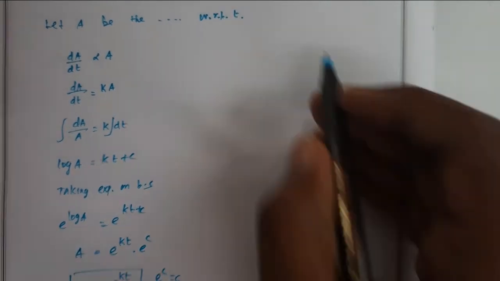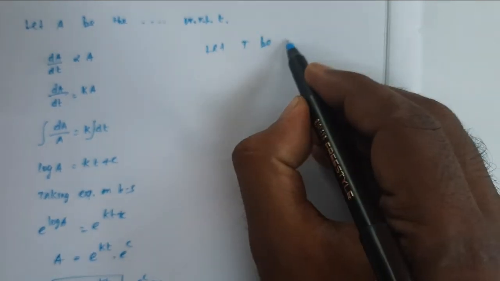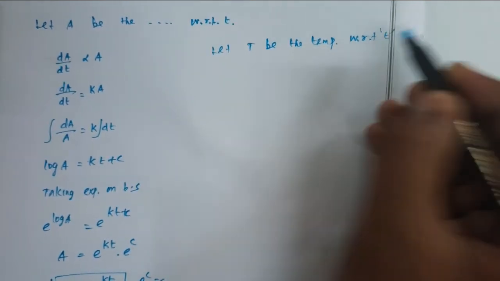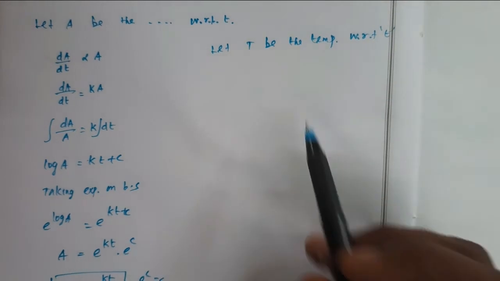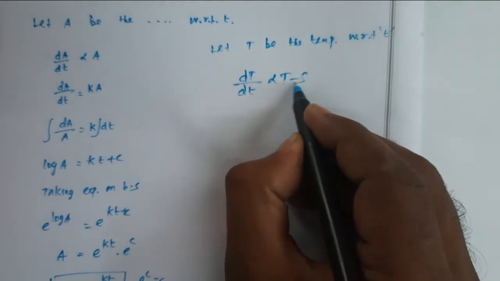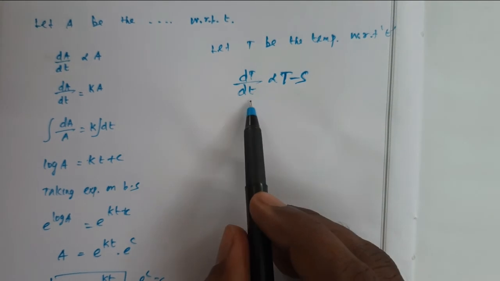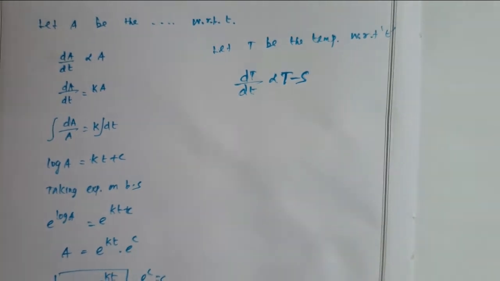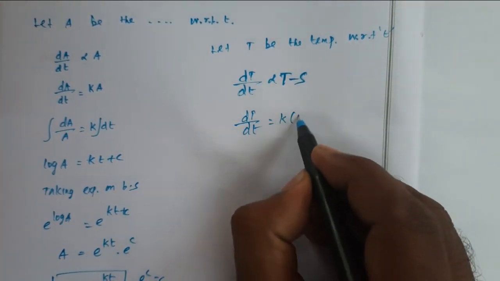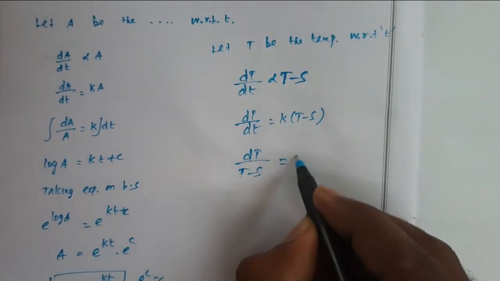In the same way, let T be the temperature with respect to time t. So dT by dt is proportional to T minus S, where capital T is temperature, small t is time, and S is the room temperature, which varies. So dT by dt is equal to k into (T minus S). So dT by (T minus S) is equal to k into dt.